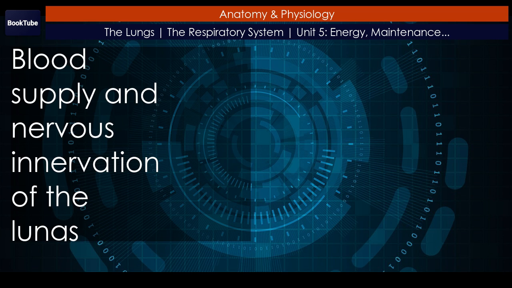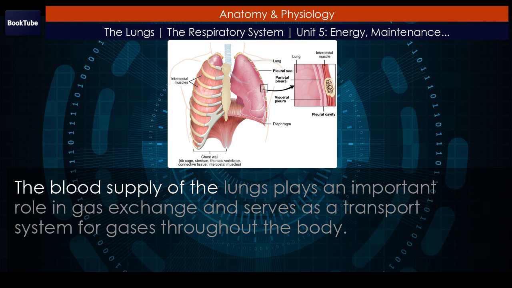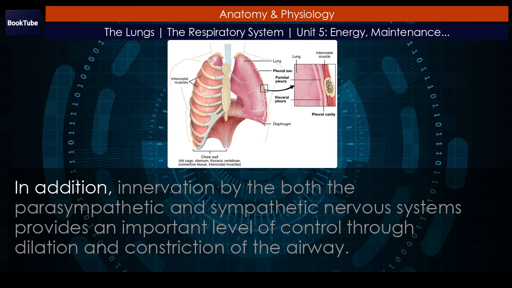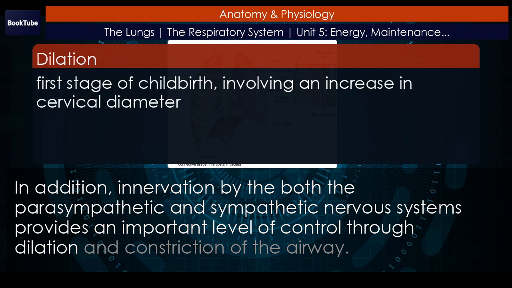Blood supply and nervous innervation of the lungs. The blood supply of the lungs plays an important role in gas exchange and serves as a transport system for gases throughout the body. In addition, innervation by both the parasympathetic and sympathetic nervous systems provides an important level of control through dilation and constriction of the airway.